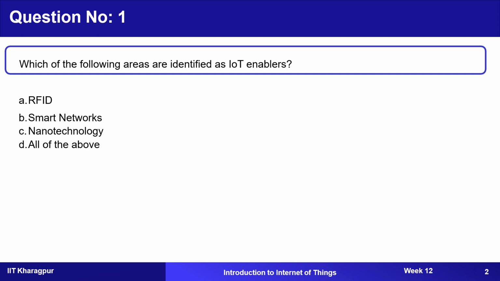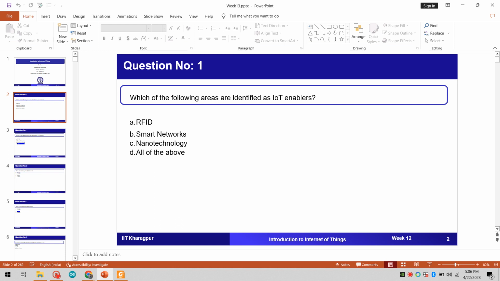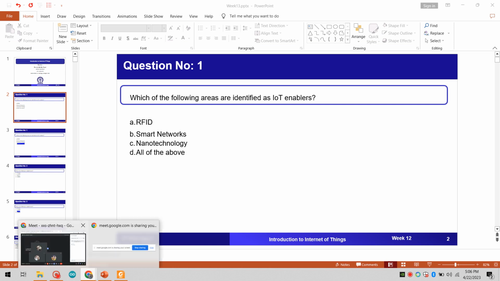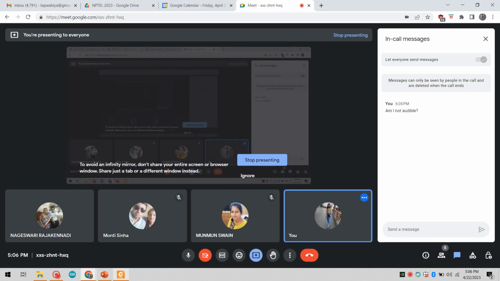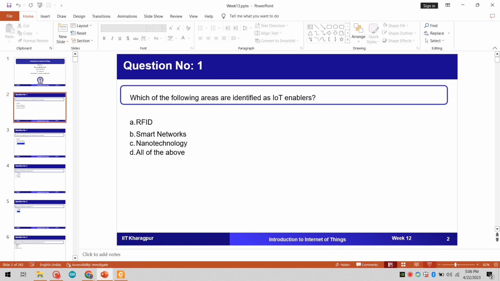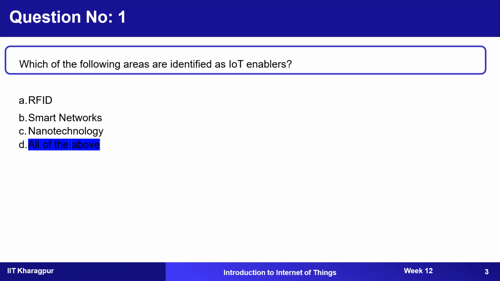Options are RFID, smart networks, nanotechnology, all of these. Anyone? D. Okay, so the correct option for this is D. Basically all these three, that is RFID, smart networks, and nanotechnology, can be identified as IoT enablers.